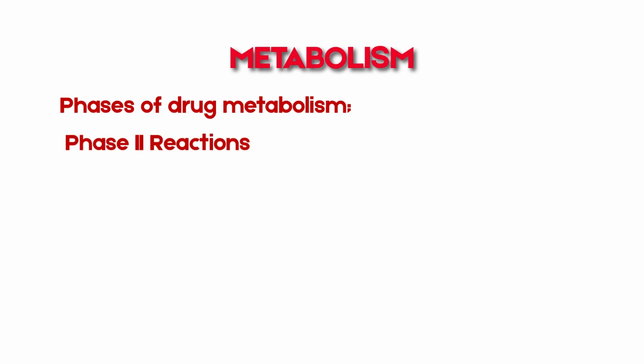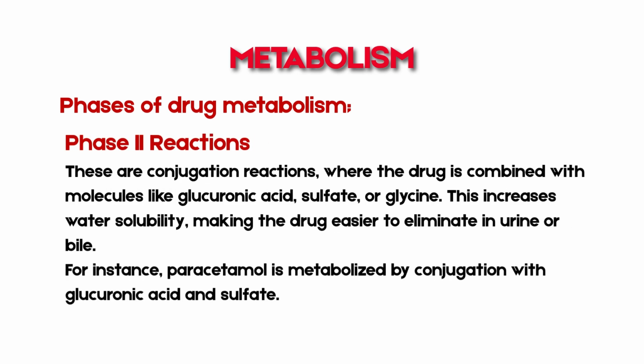Phase 2 reactions. These are conjugation reactions, where the drug is combined with molecules like glucuronic acid, sulfate, or glycine. This increases water solubility, making the drug easier to eliminate in urine or bile. For instance, paracetamol is metabolized by conjugation with glucuronic acid and sulfate.